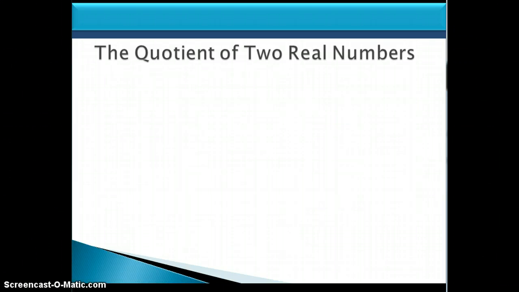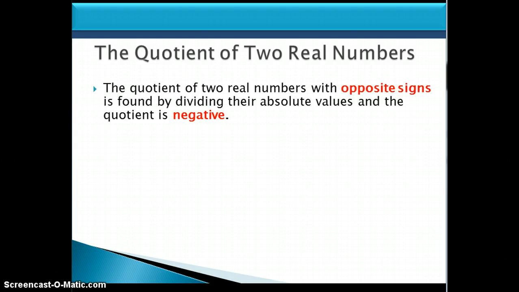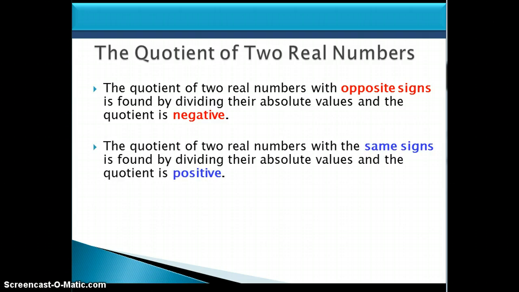Now let's look at the quotient of two real numbers. That's when we're dividing. The quotient of two real numbers with opposite signs is found by dividing their absolute values, and then the quotient is negative. Notice how this is exactly the same as with the product of two real numbers with opposite signs. Similarly, the quotient of two real numbers with the same sign is found by dividing their absolute values, and then the quotient will be positive.